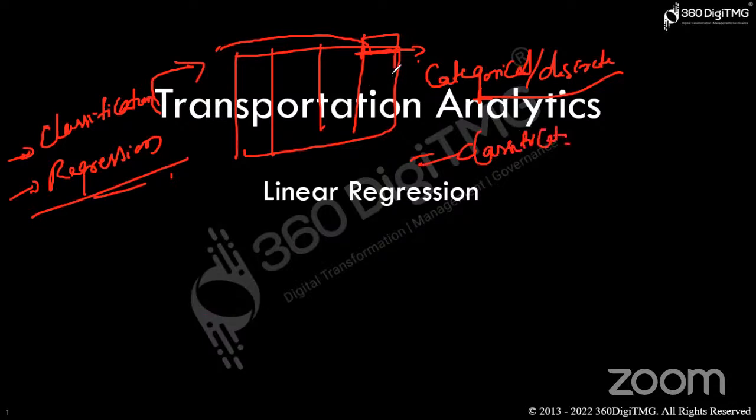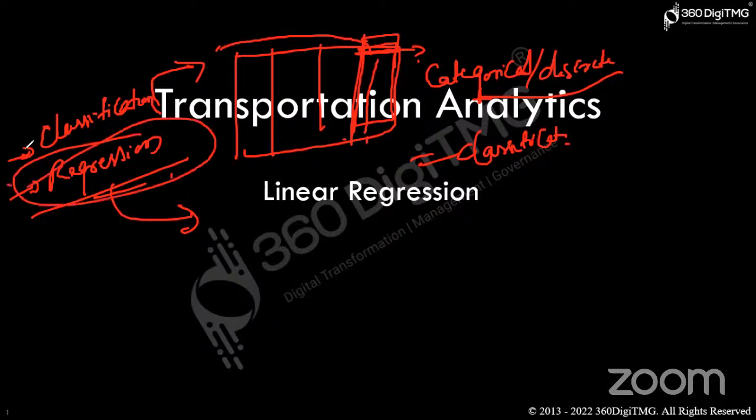If it is in continuous form, decimal form, you can say, in that case we'll be calling it regression. The same output, if you have decimal data or continuous data, we'll be calling it regression. So this is the difference between classification and regression.